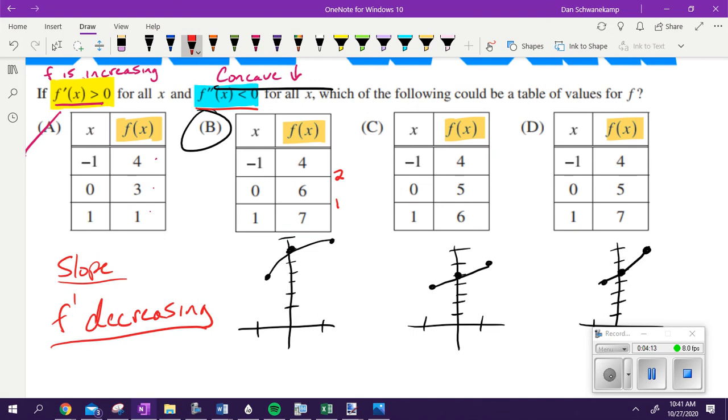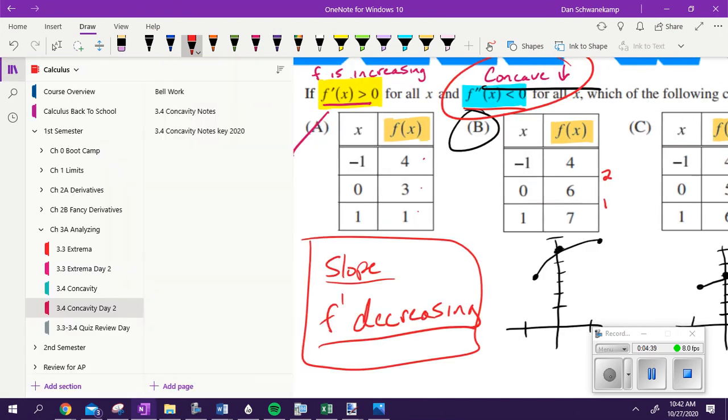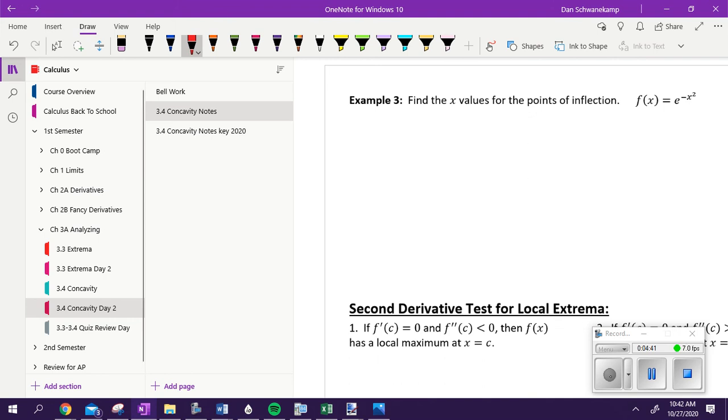So Luke said here the slope is 2 and then 1. That is getting less. That means it's concave down. Here the slope is 1 and 1. It's the same. It's constant, just like we see. Here the slope is 1 and then 2. The slope is getting steeper. If the slope is getting steeper, I'm concave up like a cup. That's not the one I wanted. I wanted B. Make sense there? This phrase right here, f prime is decreasing, is the same thing as concave down. All right, let's pull out our notes from yesterday, and let's continue.